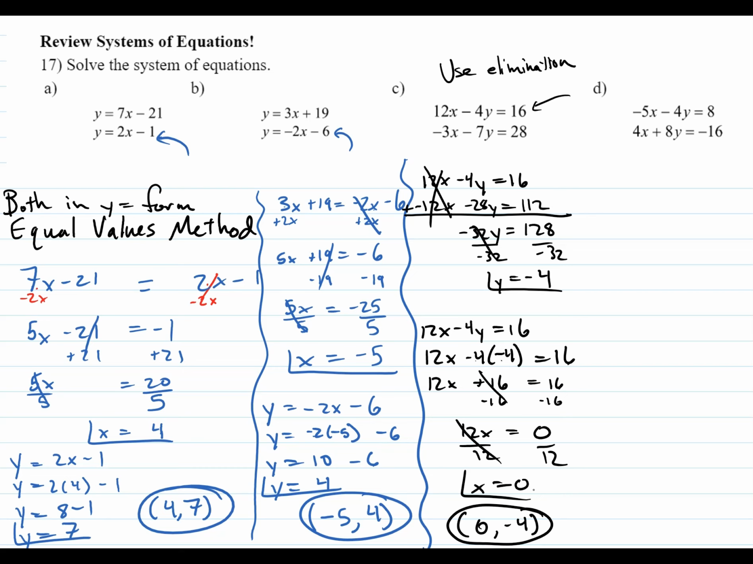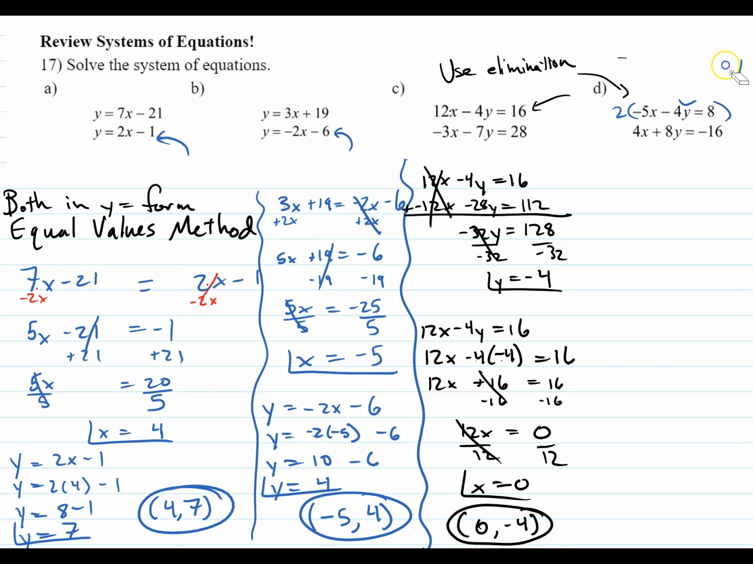Part D. I'm also going to use elimination here because neither equation is solved for y. And the x is on top of x, the y is on top of y. So the x's and y's both have opposite signs. One's positive and one's negative. But I think it'd be easier to eliminate y. So if this term on the top were negative 8y, then we'd have a negative 8y and a positive 8y, which would eliminate. So what would I need to multiply the top equation by to turn that into a negative 8y? It'd be a 2, right?